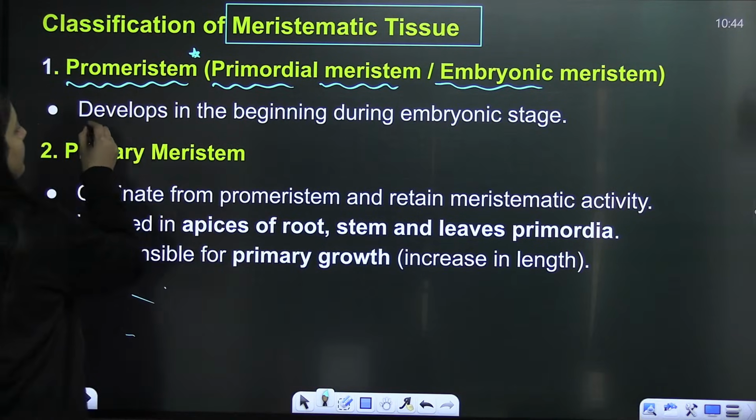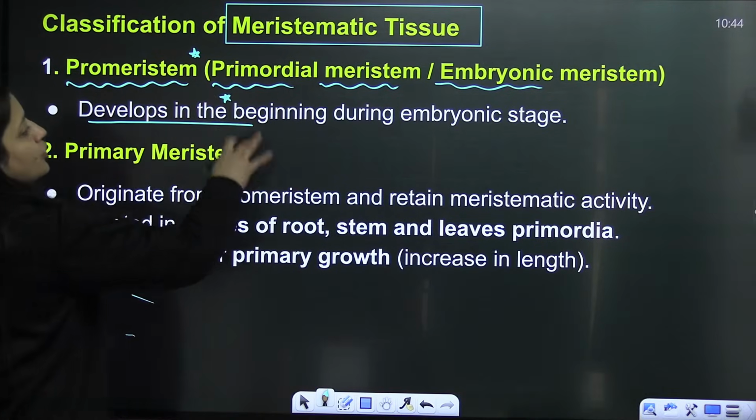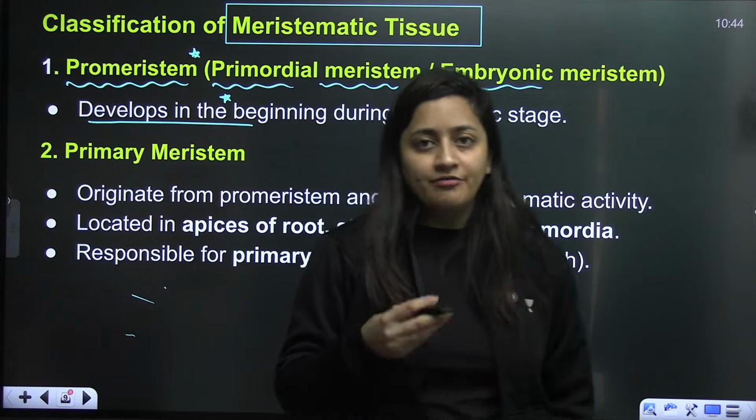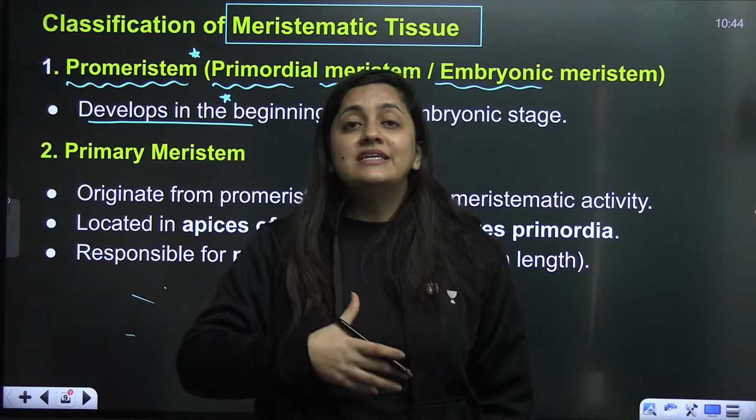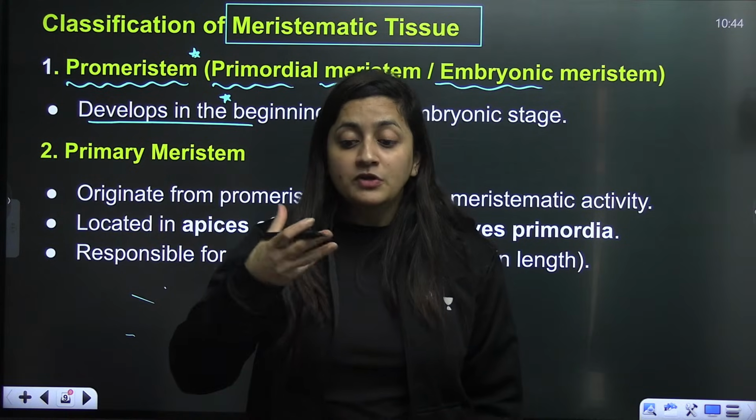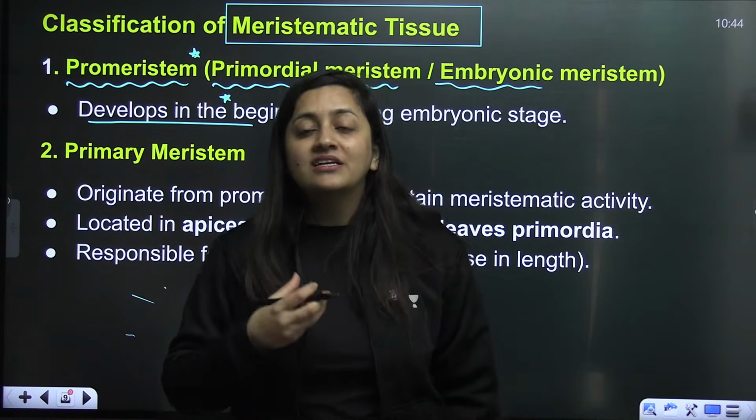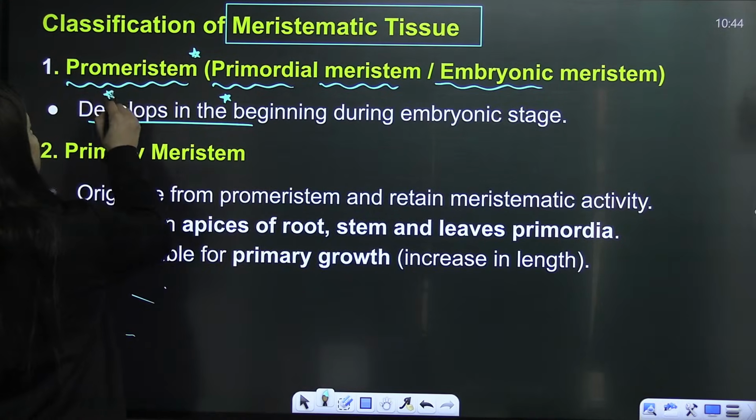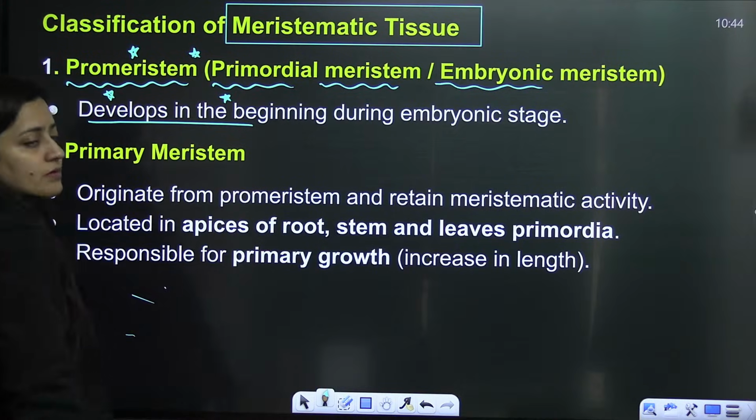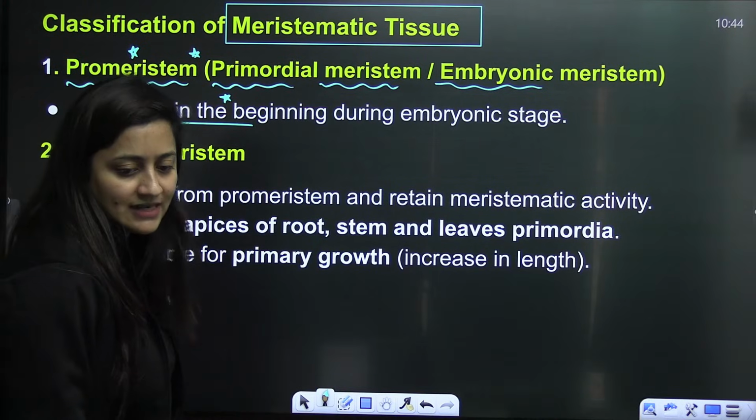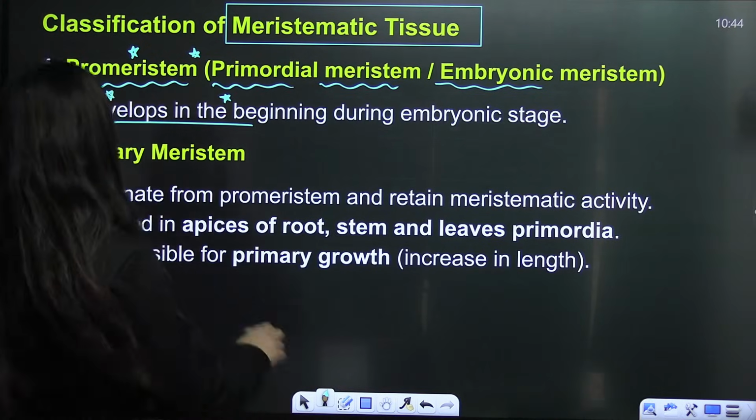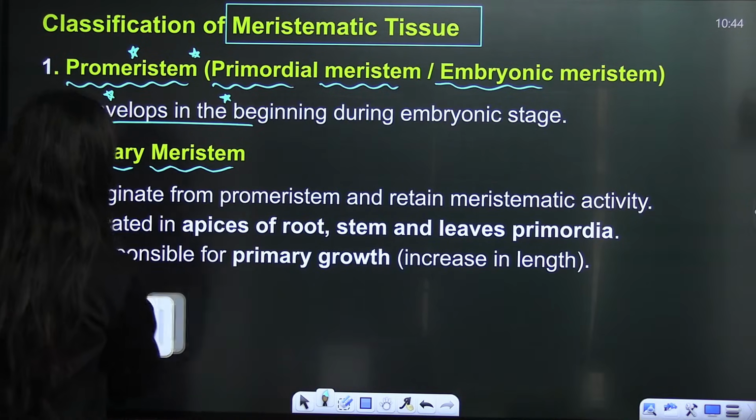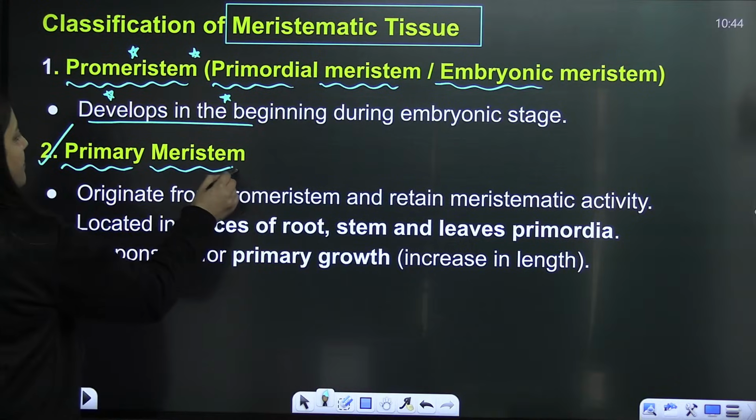So what is happening here? It develops in the beginning during embryonic stages, when the plant is developing. The seed has the embryo, and that embryo is developing. In those embryonic stages, you will see that promeristem will form. Is that clear? Then it is the primary meristem.